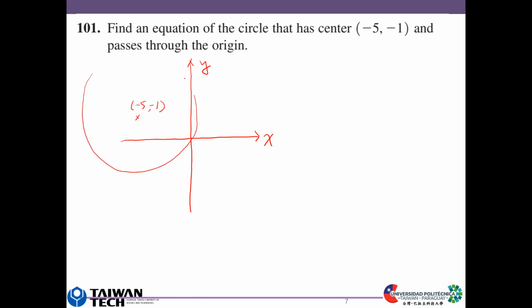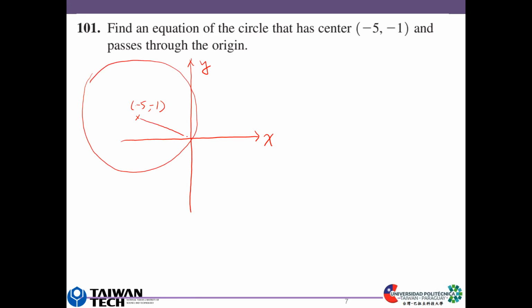So let's look at this problem. Find an equation of the circle that has a center at (-5, -1) and passes through the origin. This one is an easy one, right? You just need to draw a two-dimensional plane, x and y. This is y. Then we mark the center (-5, -1) approximately here, and the circle passes through the origin. So it is something like this.